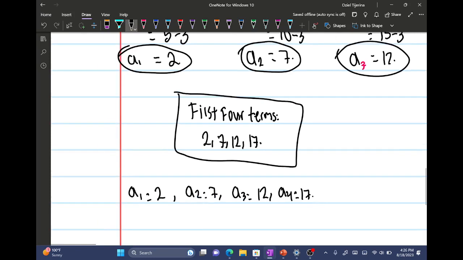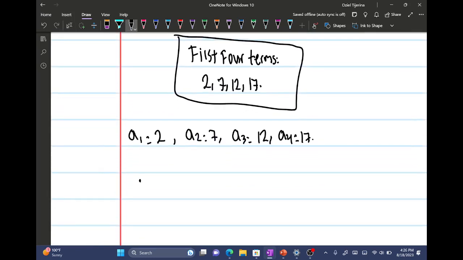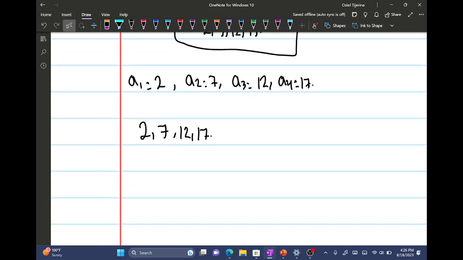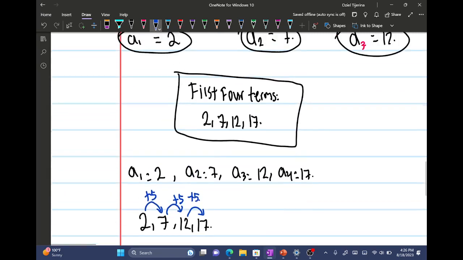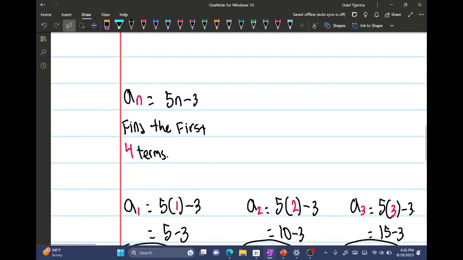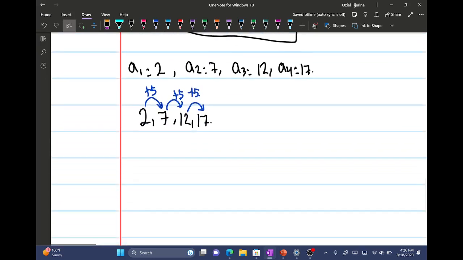I know that if I list out the terms 2, 7, 12, 17, these have a pattern, right? I can simply look at this and say, if I go from 2 to 7, how much do I add? I add 5, right? So I add 5 every single time, from 7 to 12, and then from 12 to 17. This is kind of going backwards, to show y'all what I mean by the formula I'm about to introduce.